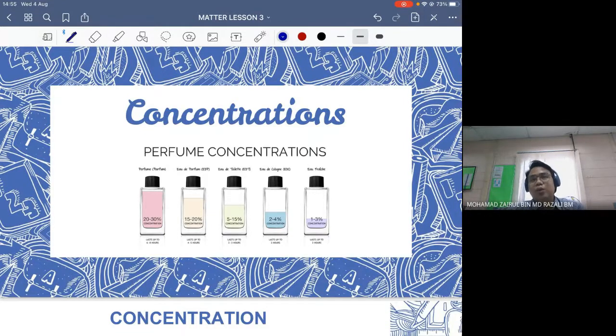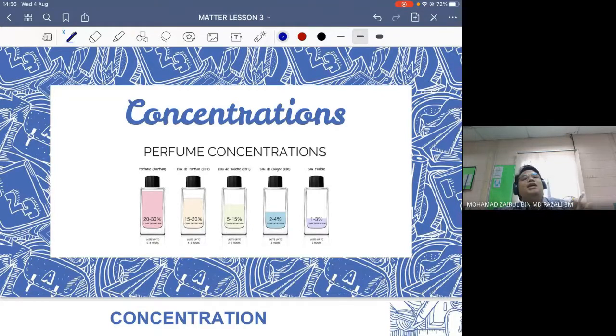Tapi kalau water, we know that the boiling point of water is 100 degrees Celsius. So if you use water as a solvent for your perfume, the droplet dia akan besar dan susah sikit nak merebak dan dia akan letak stain dekat baju awak. That's why lah kita normally guna alcohol dalam perfume.